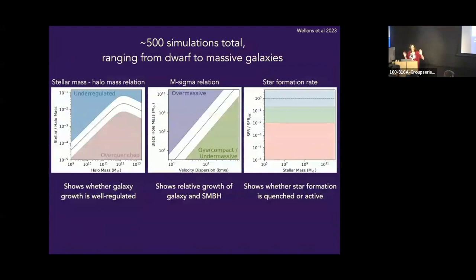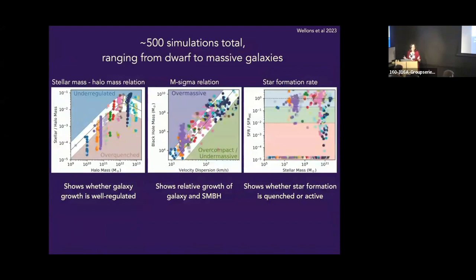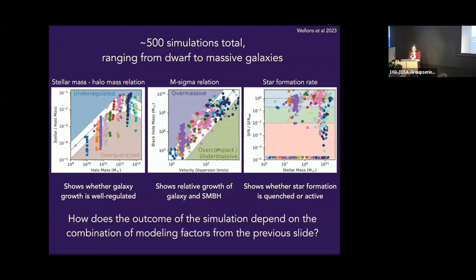And if we take all 500 simulations and plot them on these 3 relations, here's where they end up. Really all over the place because we spanned a lot of different possibilities in how we want to model the black holes. It is entirely possible, of course, to move massive galaxies down onto the correct relation and quench them. It's also extremely easy to just completely kill the dwarf galaxies and knock them down off the relation as well. So the question is, how does the outcome of the simulation depend on the combination of modeling factors that I just described?